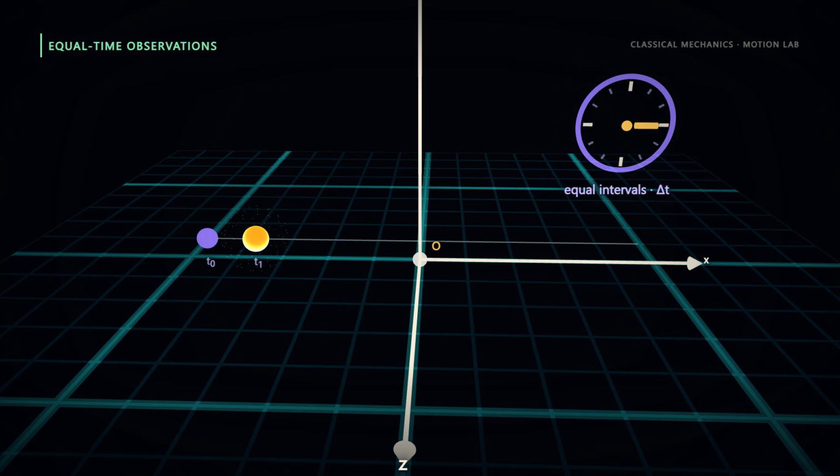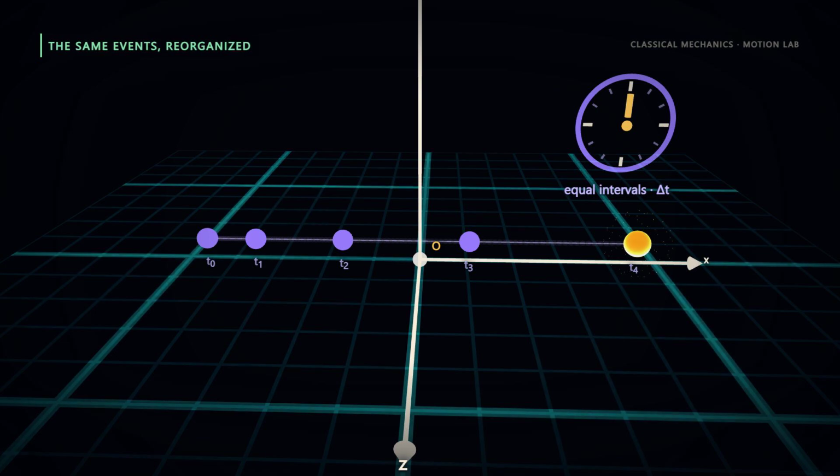At T1, record the next position. Wait for the same duration. At T2, record again. The clock repeats the process at T3 and then at T4. Every gap in time is equal. Watch the spatial gaps. They become larger, so the object covers more distance during each equal interval. Its speed is increasing.